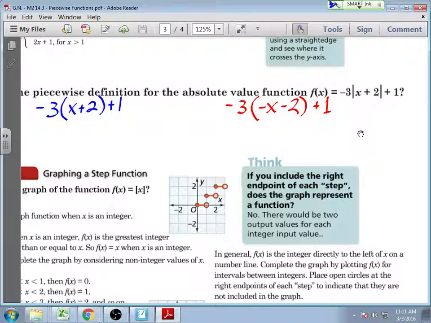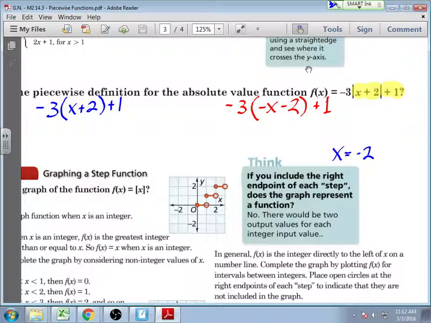So look at your parent function, absolute value of x. What has happened to that? Inside of it, where the horizontal shift happens, a +2. So what horizontal shift did that do? A left 2. The +1 went up 1. So my shared point is going to be at x equal to -2 and y equal to 1. But it doesn't really matter that y equals 1. What I care about is that my shared point is at x equals -2, because I can see I had a horizontal shift.